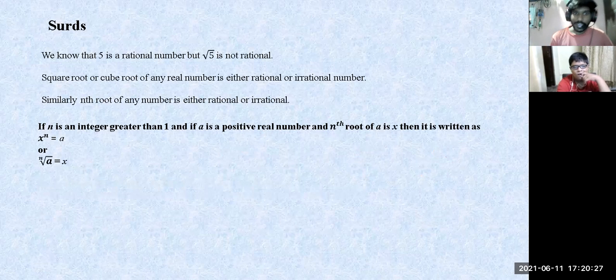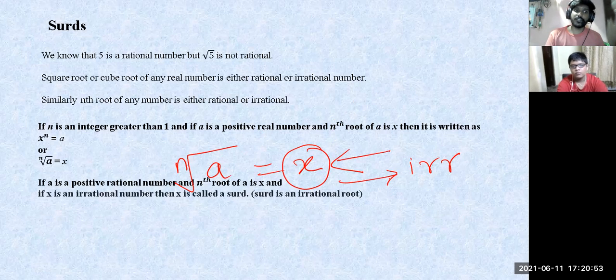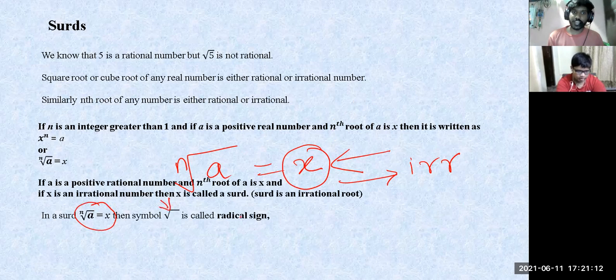Okay. So nth root of A is equal to x. Now, if this x is irrational, it can be anything. It can be irrational or it can be rational, one of those two. But in this particular definition, I'm saying if this is irrational, then x is called a surd. If x is irrational, then x is called a surd. Did you understand? In a surd, if nth root of a is x, then this root sign is called a radical sign.